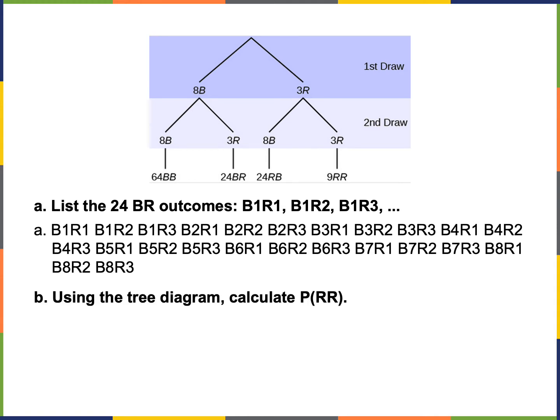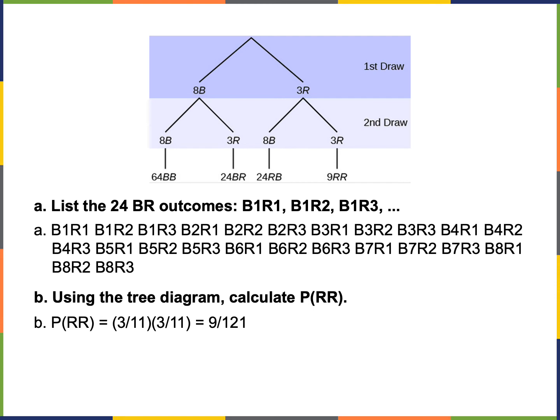Now, what's the probability of getting two reds? Okay, so let's think about this. What would this be? How do we calculate probability? We calculate the number of events occurring that we're interested in over total possible outcomes. So number of possible events over total outcomes. If you guessed 9 over 121, you are correct.